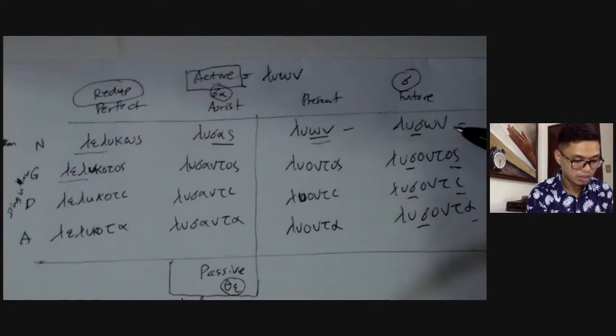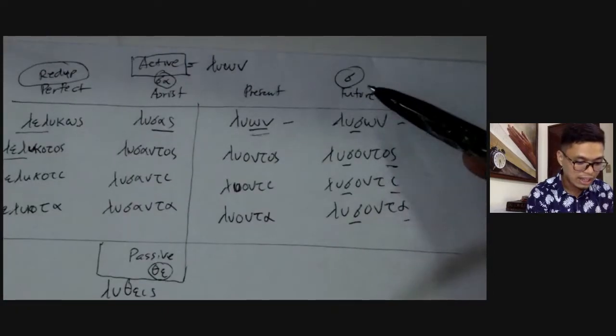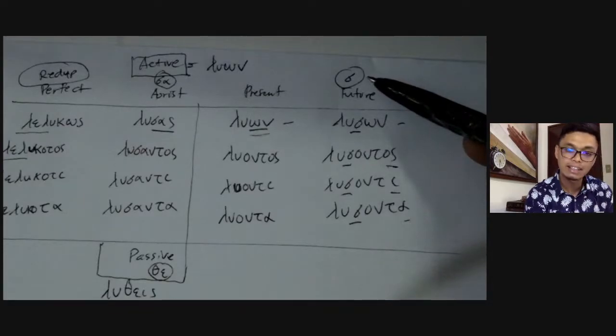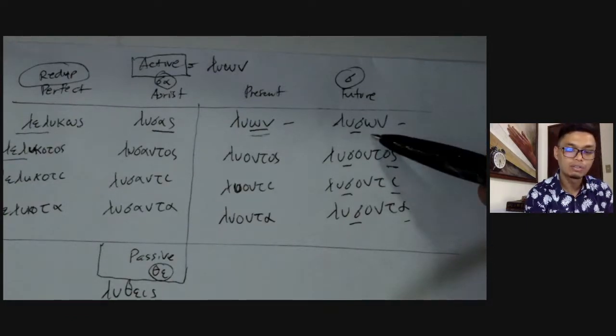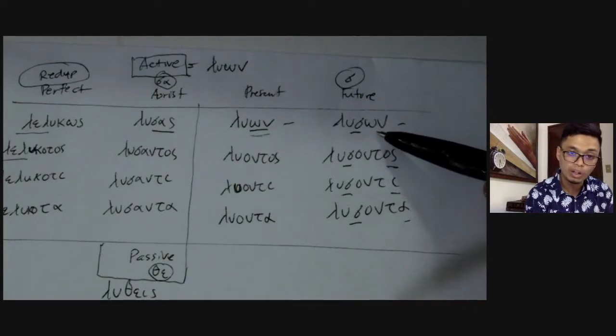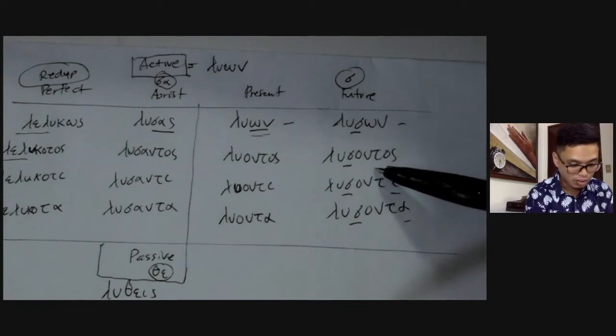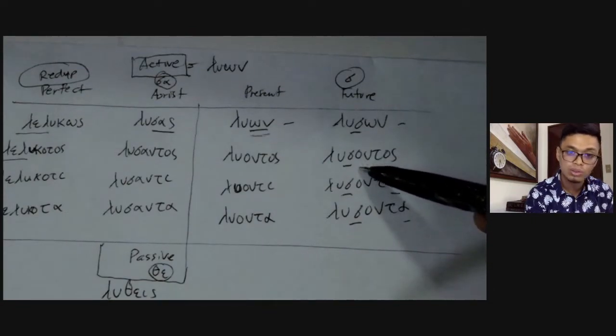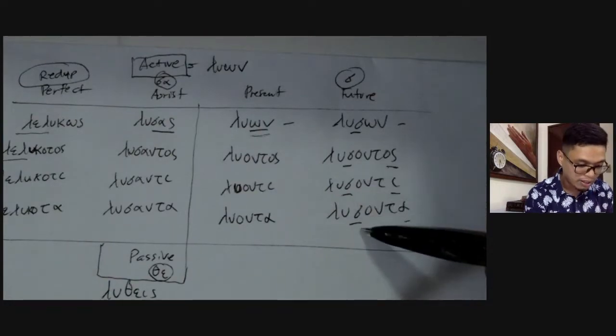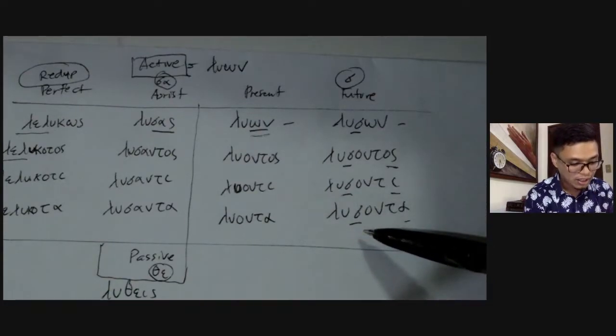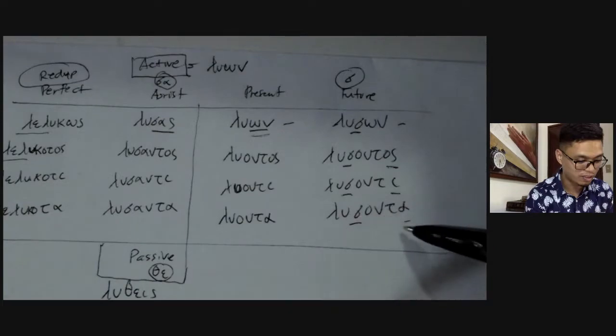Very easy. You just add sigma, because sigma is the tense identifier for the future. Right after the root, you add sigma. So here, instead of luon, you have luson, the sigma. Here, instead of luontos, you have lusontos. There's a sigma. Here, instead of luonta, you have lusonta. So it's very simple. The future, you just add what? You just add sigma.